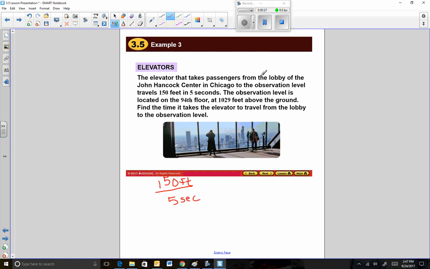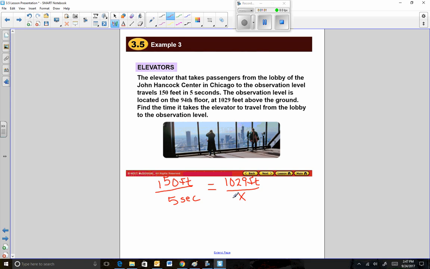All right. The observation level is located on the 94th floor, or at 1,029 feet. So we have 1,029 feet. Find the time it takes the elevator to travel from the lobby to the observation level. So 150 feet takes 5 seconds. Then 1,029 feet should take, I don't know, but we could put an x there for a variable.